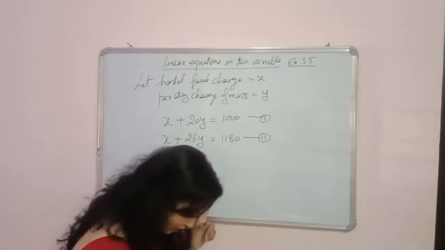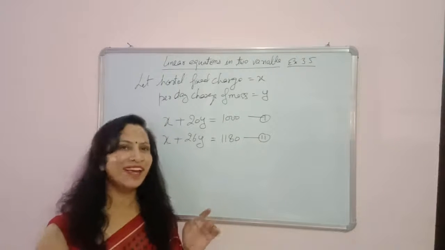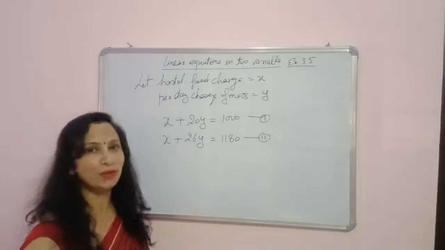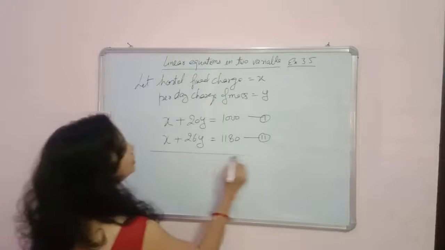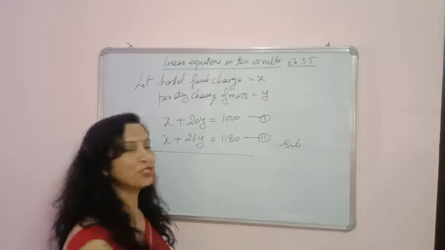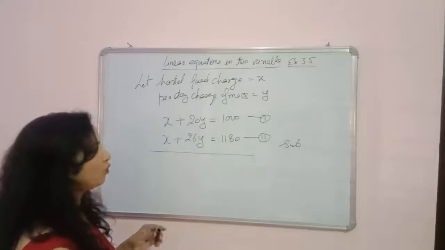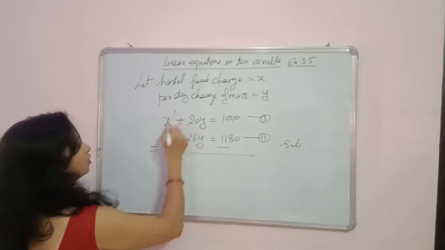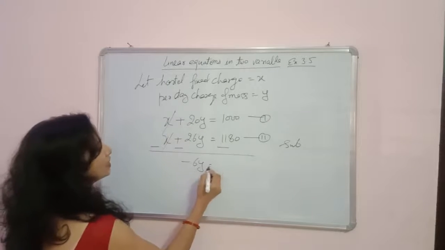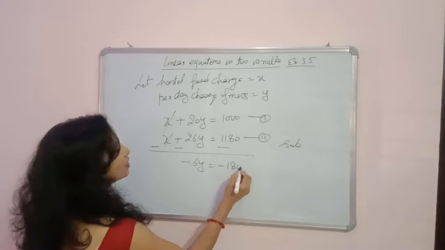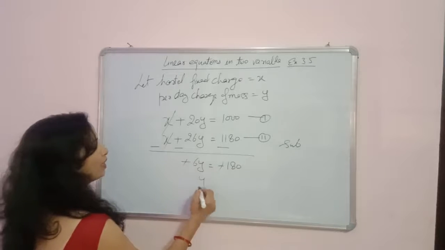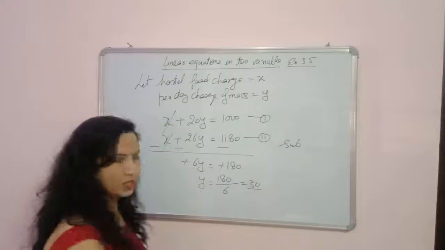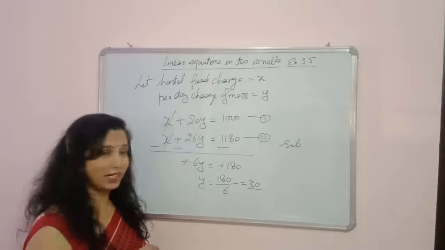Now you can solve these equations by any method. The easiest method is the elimination method. So we can solve it using the elimination method. We subtract equation second from equation 1. Now we know that for subtraction we have to change the sign. So we get minus 6y is equal to minus 180. Minus will cancel out with minus, then y is equal to 180 upon 6. It will be 30. So we get the value of y, that is 30.